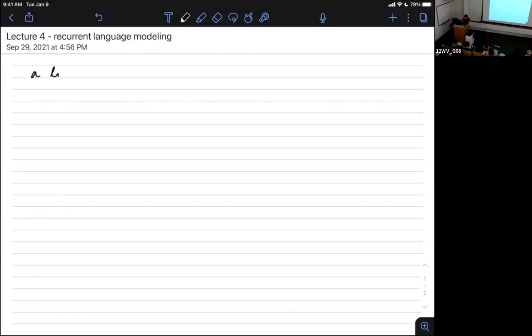So the idea is to build a language model that can handle unbounded context of phrases. So this is today's goal.